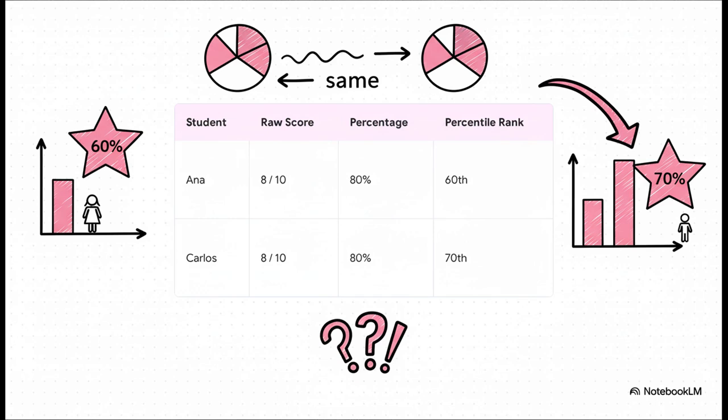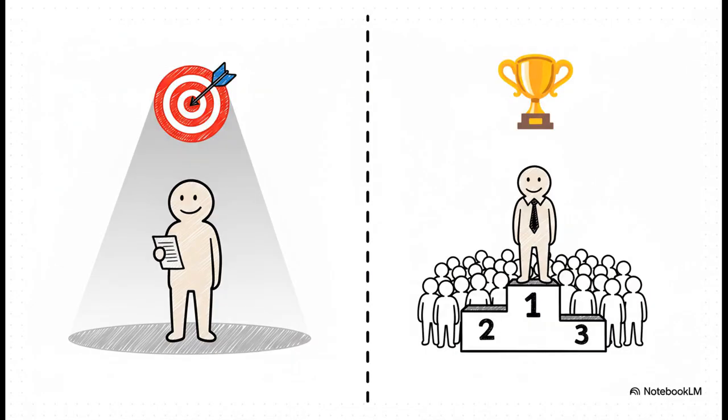Same raw score, same percentage. But because the group of people they were being compared to was different, their percentile ranks tell a very different story. Anna was at the 60th, Carlos at the 70th. So when it comes down to it, you just have to remember that they're answering two totally different questions. Percentage asks, how much did you know? It's all about your personal performance. Percentile asks, where do you rank? It's all about your performance relative to the group. One isn't better, they just tell you different things.